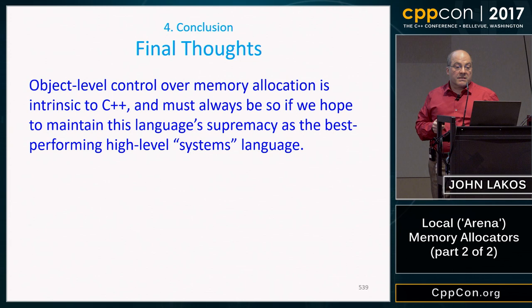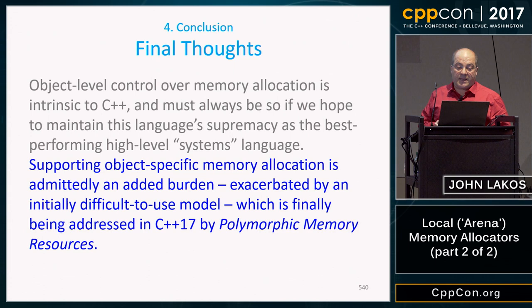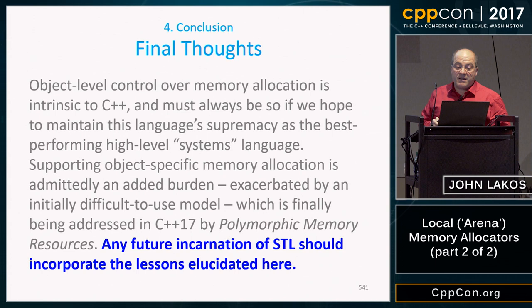So the final thought is object-level control over memory allocation is intrinsic to C++ and must always be so if we hope to maintain the language's supremacy as the best-performing high-level systems language. Supporting object-specific memory allocation is admittedly an added burden, exacerbated by an initially difficult-to-use model, which is finally being addressed in C++17 by polymorphic memory resources. Any future incarnation of SDL should incorporate the lessons elucidated here.